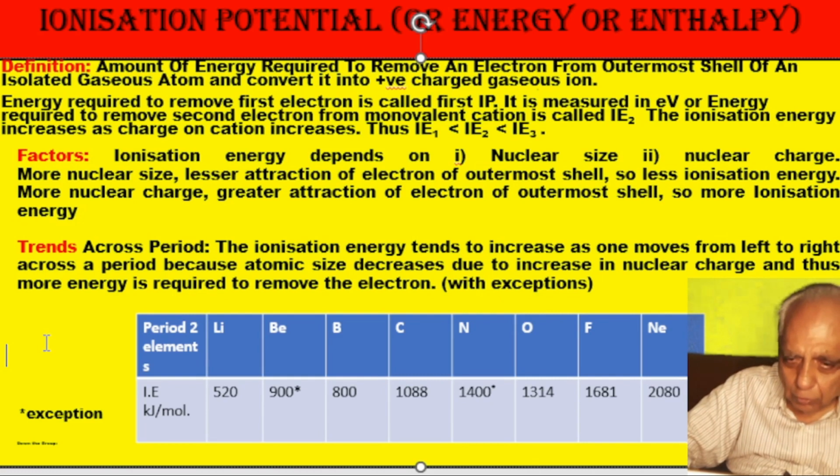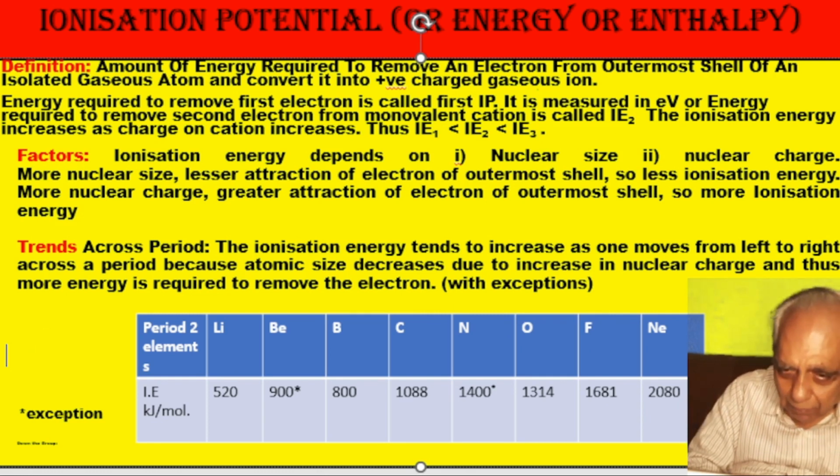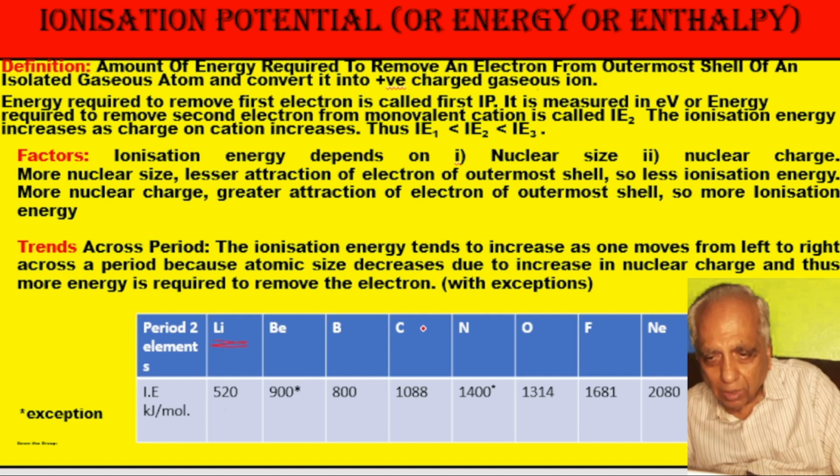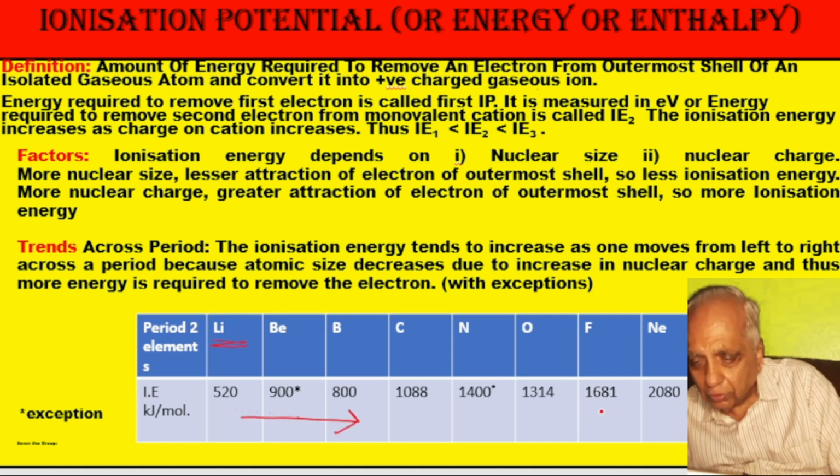So now let us see how ionization energy varies in a period. I have written the period here: lithium, it is 520. This is period 2: lithium, beryllium, boron, carbon, nitrogen, oxygen, fluorine, neon. You will see that ionization energy is increasing, 520, and this is 2080. This is 1680, 1300, 1400.